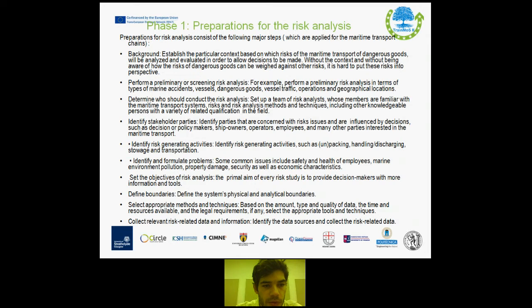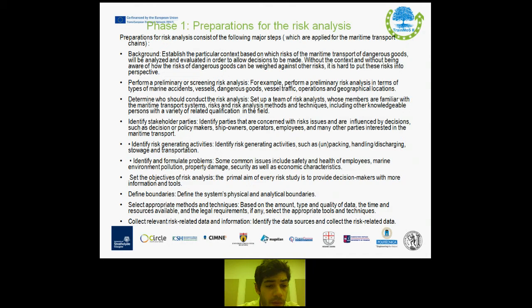Preparations for the risk analysis process. Preparation for risk analysis consists of the following major steps, which are applied for the maritime transport chains and the movement of hazardous goods. We begin with the background, which requires establishing the particular context based on which risks of the maritime transport of dangerous goods will be analyzed and evaluated in order to allow decisions to be made. Without the context and without being aware of how the risks of dangerous goods can be weighed against other risks, it is hard to put these risks into perspective.